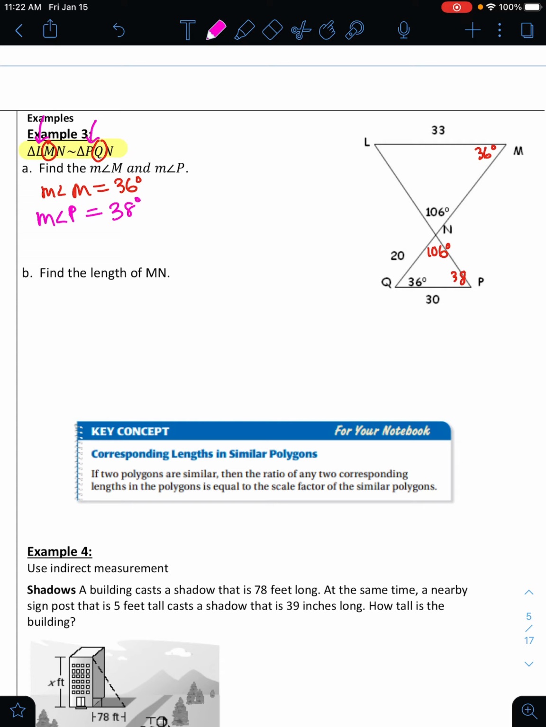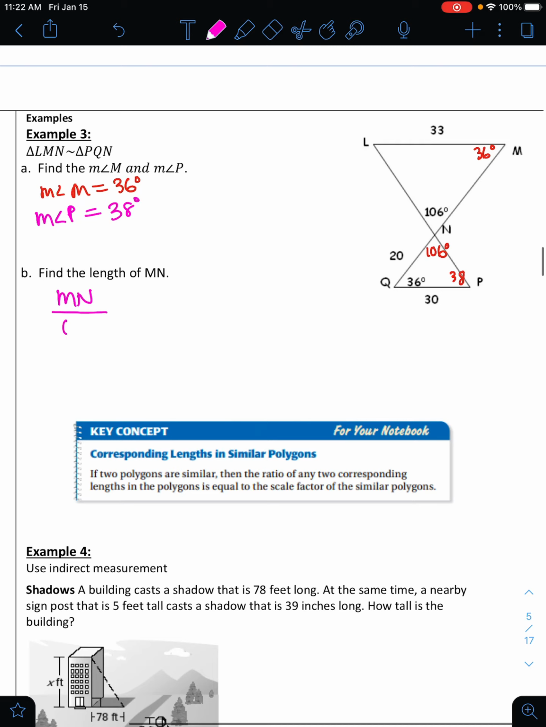All right, find the length of MN. So I'm going to write a proportion here. Okay, I'm going to write a ratio of sides. So MN, let me get rid of those red right there. So MN, let's see here. So MN corresponds to QN. Okay, these two right here in the name.